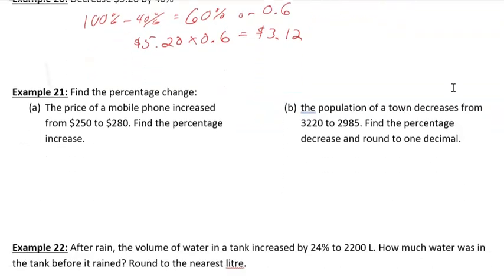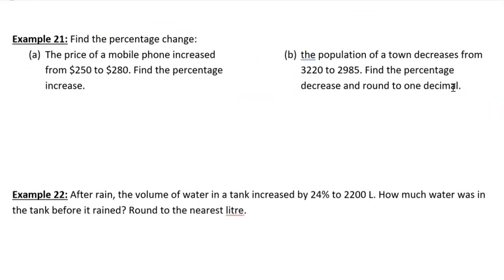Now, we're going to find the percentage change. The price of a mobile phone increased from $250 to $280. So what is the percentage change? So the difference, and I'm not going to work it out for you, if we subtract the smaller one from the larger one, the difference is $30. Okay, so we're going to try and figure out what the percentage, in this case it's going to be an increase, isn't it? $30 more.